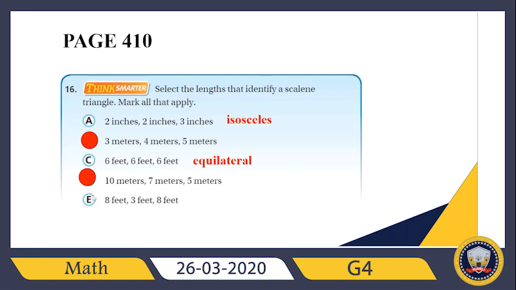What about E? 8 feet, 3 feet and 8 feet. When I check them, I can see there are 2 sides of 8 feet here. In this situation, it has 2 equal sides. If it has 2 equal sides, I know it is an example for an isosceles triangle.